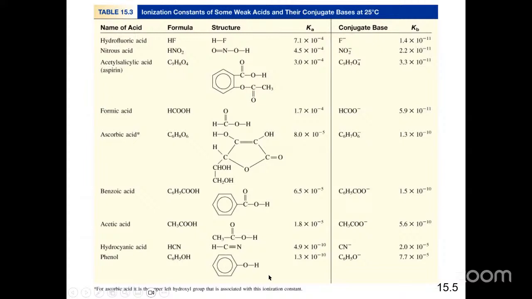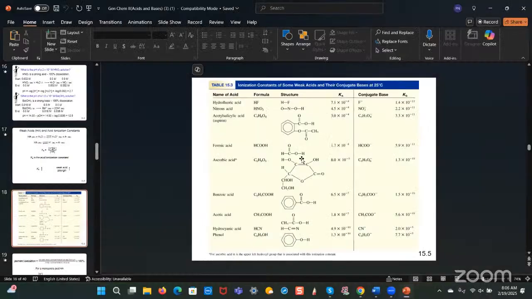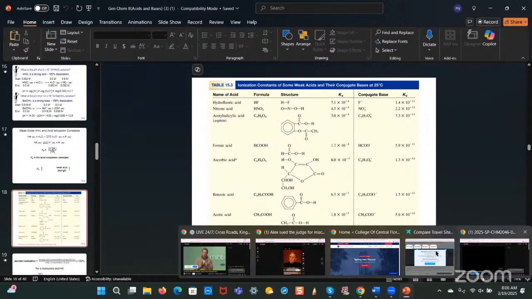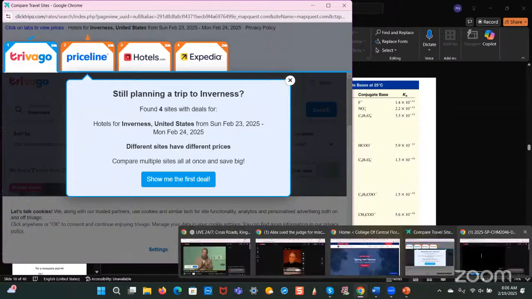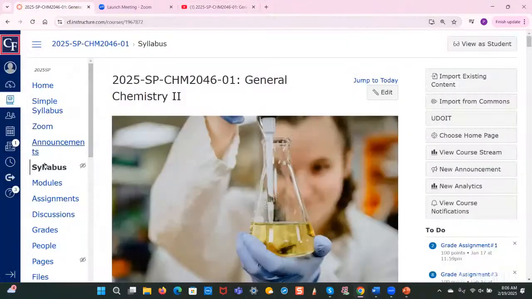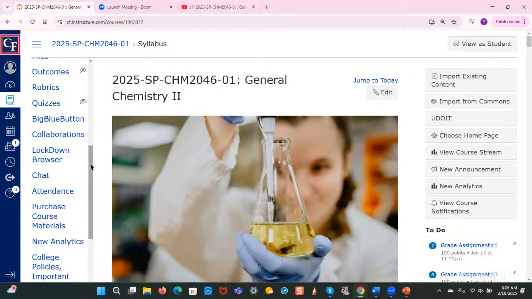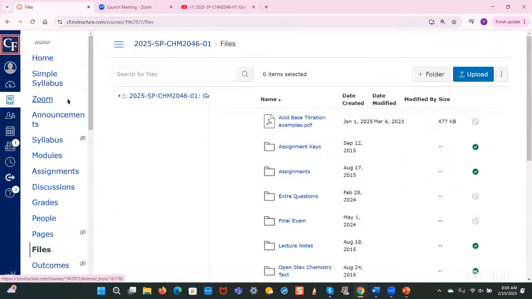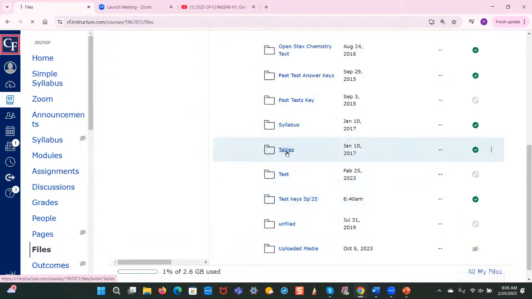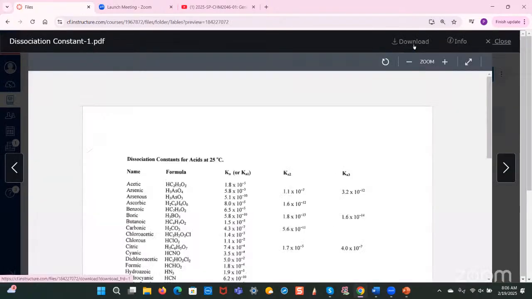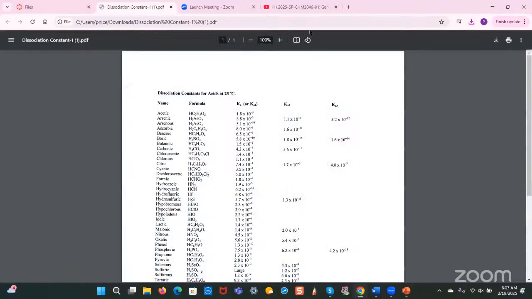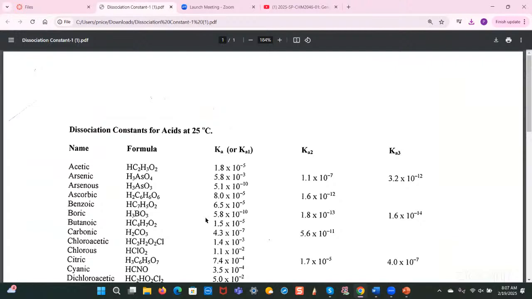Now, this list is not by any means comprehensive, so I need to show you another one, which I've posted in Canvas. Let me go to files, and then tables, and then dissociation constant. So this will be made available for you for your next test. This is a more comprehensive list of different weak acids and their Ka values.